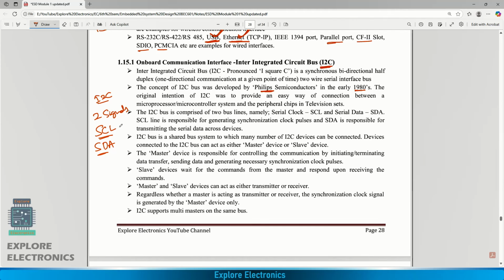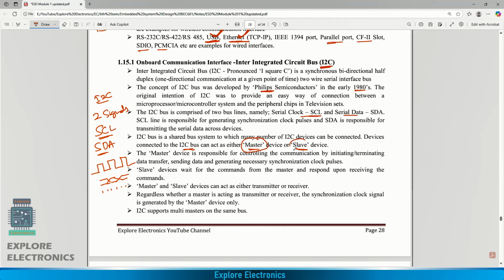Here SCL is a clock signal that will transfer the data with respect to time like this. This SDA will send the chunks of data in each and every clock cycle. So I2C bus can be a master device or slave device. Before that, you can see a serial clock and serial data. This is serial communication. One after the other, data will be transmitted like this.